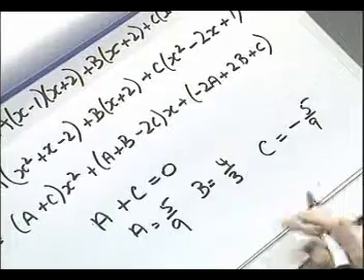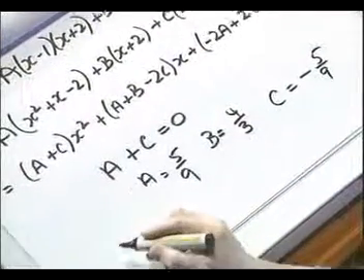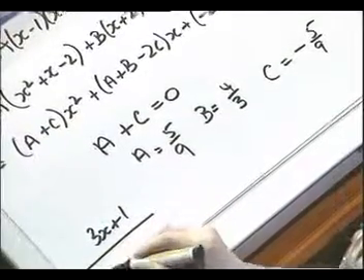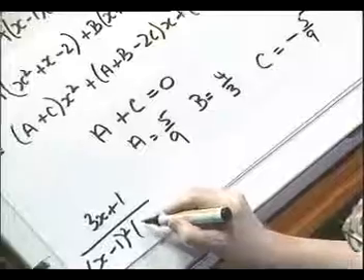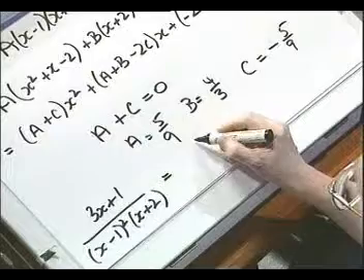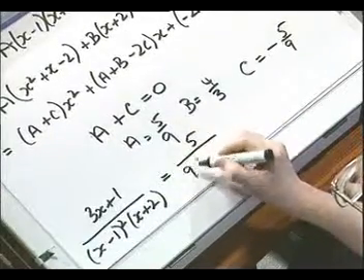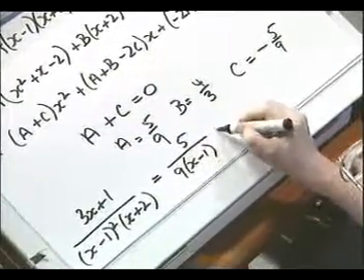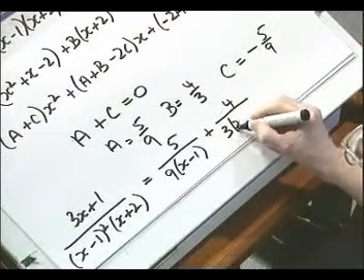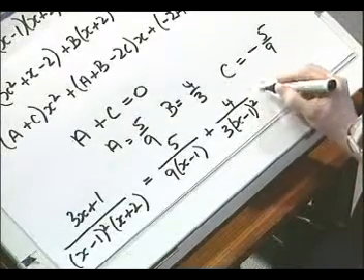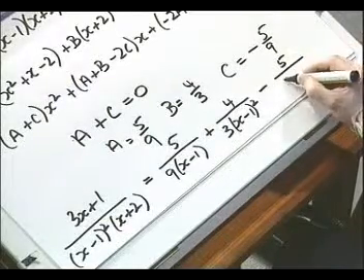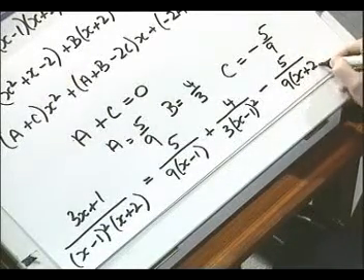This means that we can write out the solution to the whole problem. 3x plus 1 over (x minus 1) squared times (x plus 2) equals a, 5 over 9 (x minus 1), plus b is 4 over 3, 4 over 3 (x minus 1) squared. C is minus 5 over 9, so we have minus 5 over 9 (x plus 2).